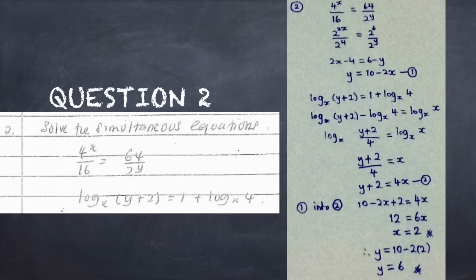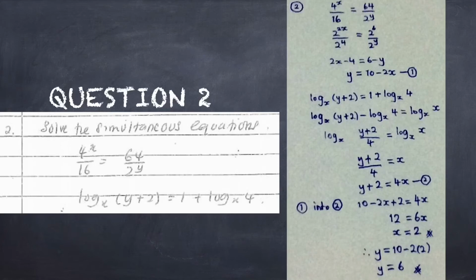Alright, to find the second equation, from the second equation we have log base x y plus 2 equals to 1 plus log x 4. So first you bring over the log x 4 to the other side, becomes minus. So if you have minus, then the log will be divided, so you have log base x y plus 2 divided by 4. Alright, because on the other side you have 1, you can put log xx, and then you can cancel the log. So we have y plus 2 over 4 equals to x.